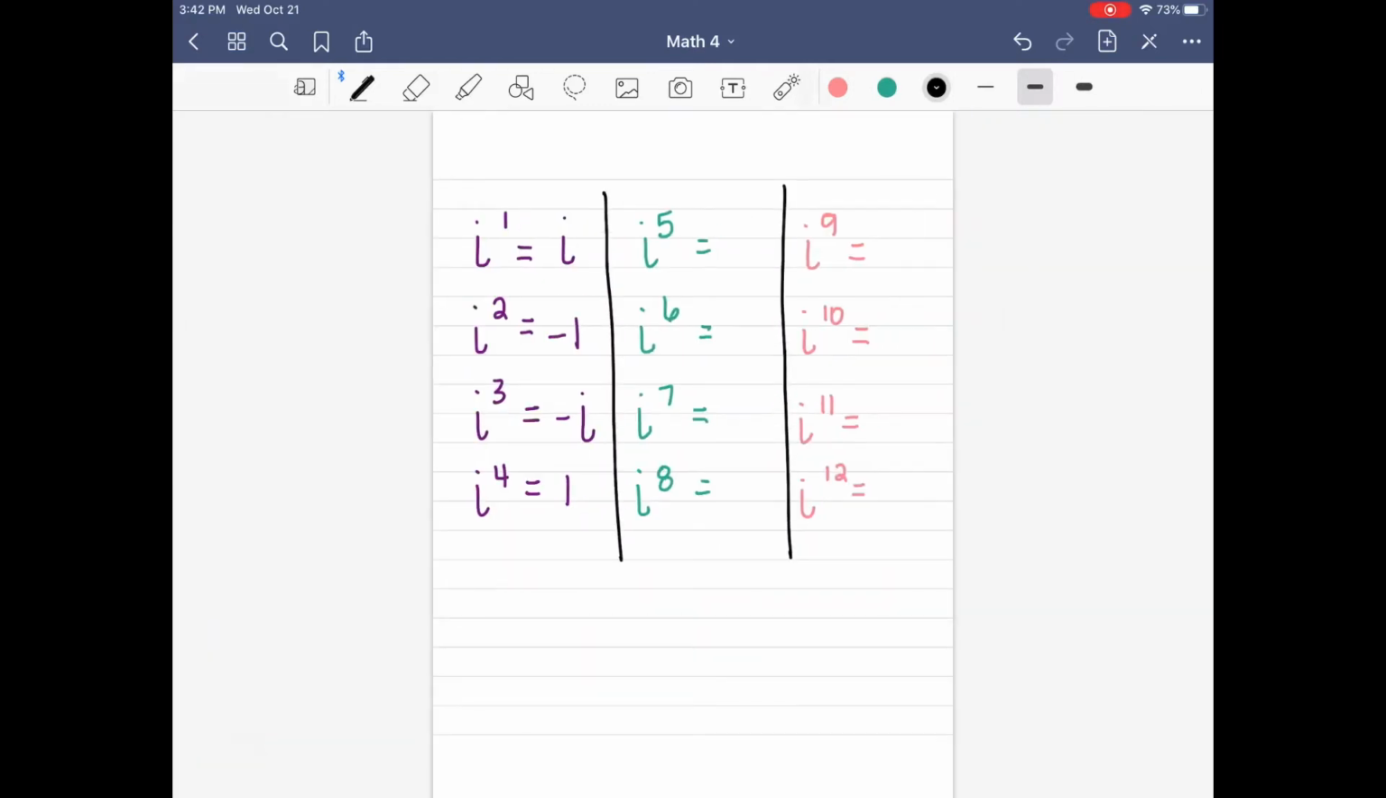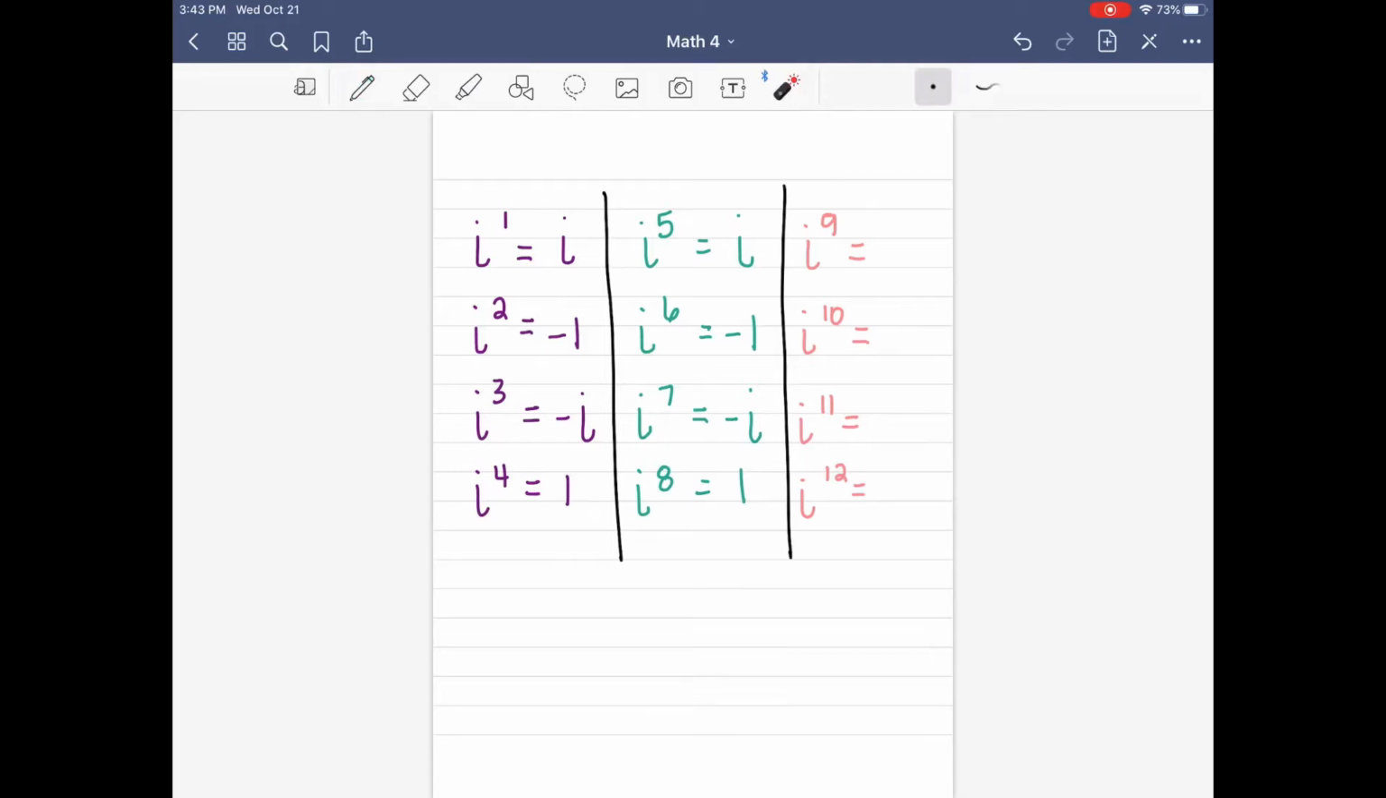So we just determined these. We determined that i to the first power is just i. i to the second power equals -1. i to the third power equals -i, and i to the fourth equaled 1. We also just determined that i to the fifth equals i. Now, I'm going to tell you that i to the sixth, if we simplify that, is going to equal -1. i to the seventh is going to equal -i, and i to the eighth is going to equal 1.